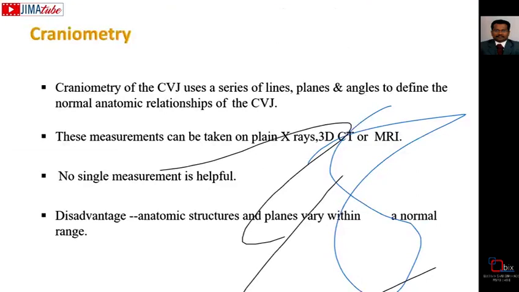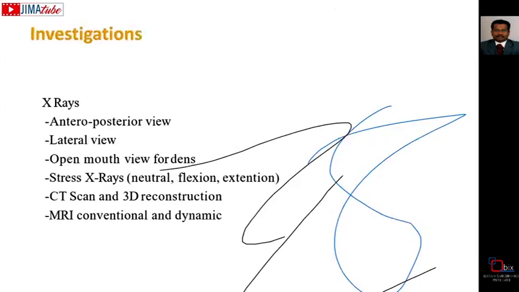The craniometry of the CVJ uses a series of lines, planes, and angles to define the normal anatomic relationship of the CV junction anomaly. These measurements can be taken on a plain X-ray, 3D CT or an MRI. No single measurement is helpful. The X-rays can be taken in the form of AP view, lateral, open mouth view for dens, and stress X-rays like neutral, flexion, and extension. CT scan with 3D reconstruction, and we have MRI, conventional and now dynamic.